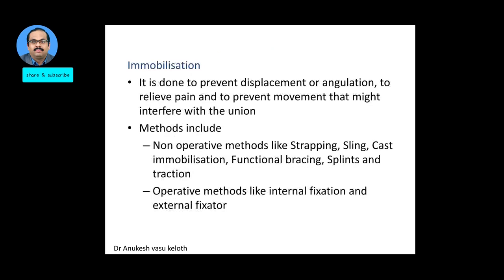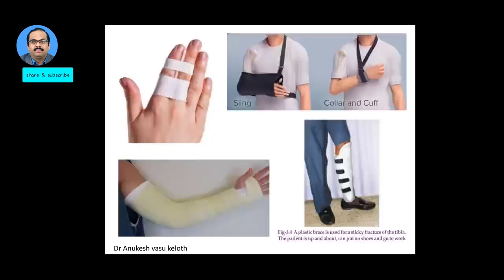A sling, cast immobilization, functional bracing, splints, and traction. Now, operative methods include internal fixation and using an external fixator. So I will show you. So this is a strapping. You can see that one of the fractured fingers is strapped to the adjacent normal finger.